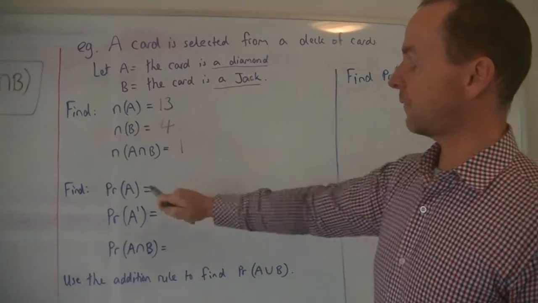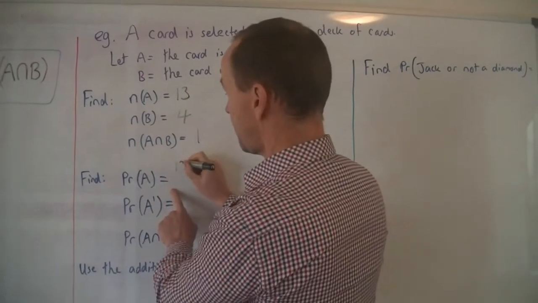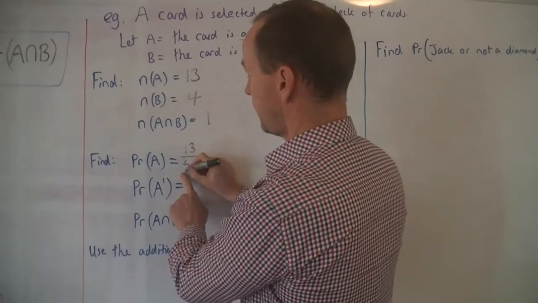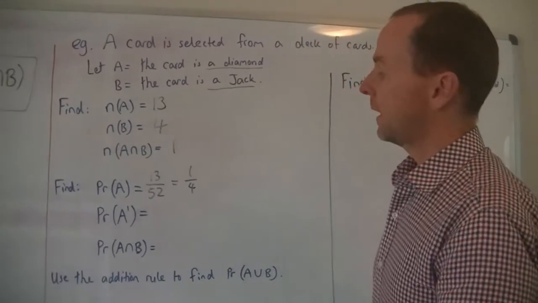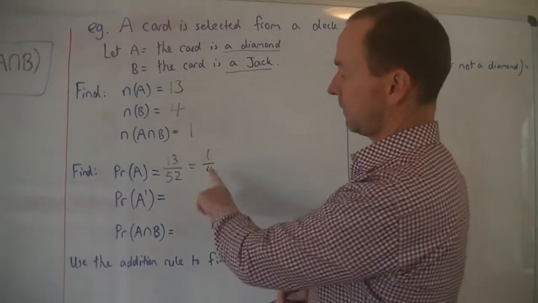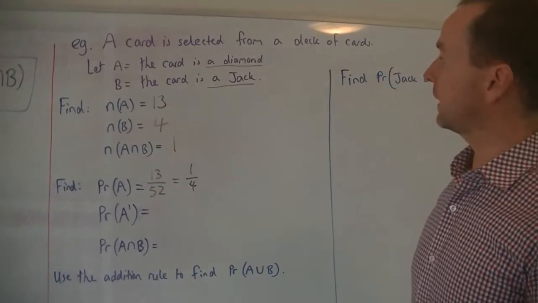Excellent. Now we find the probability of A. The number in A is 13, so the probability of A is 13 out of 52, which simplifies to a quarter. And so a quarter are diamonds. So yeah, that's pretty easy.